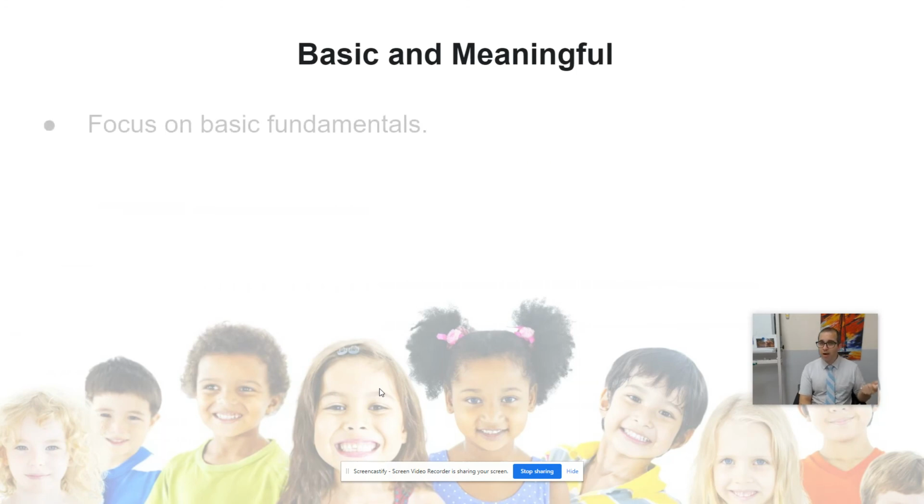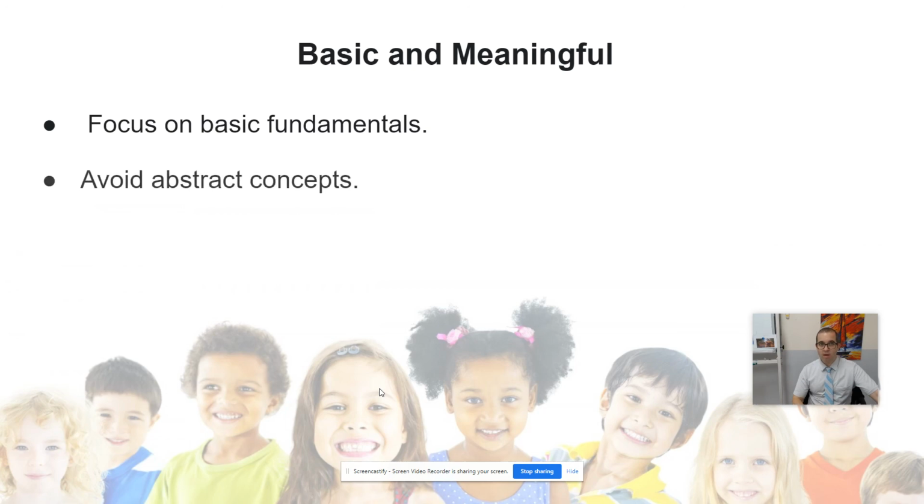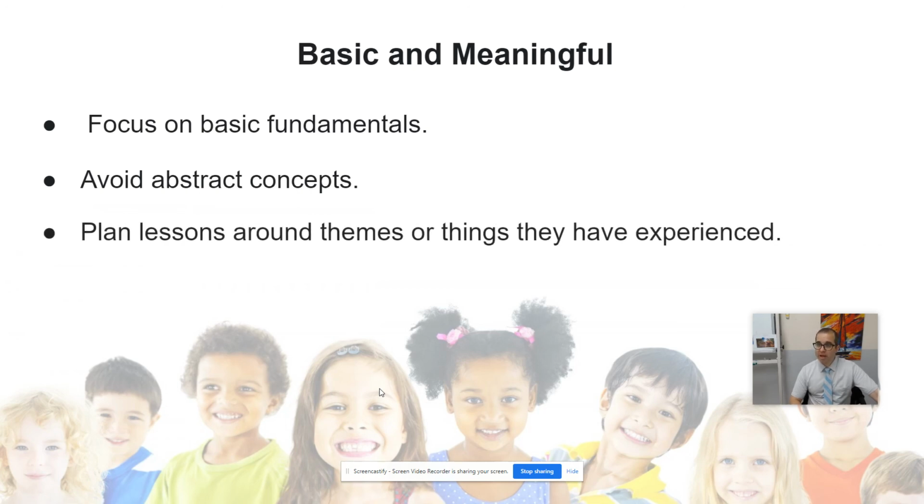Implementation, we want to make it basic and meaningful. Focus on the fundamentals. Look at the book, see what you should be teaching based on that level. Incorporate that and drill it, and then implement it in a fun way for them. We want to avoid anything abstract at the young age. Save that for middle and high school. And plan the lessons on things that they may have experienced. So what are some things that they would know at this age?